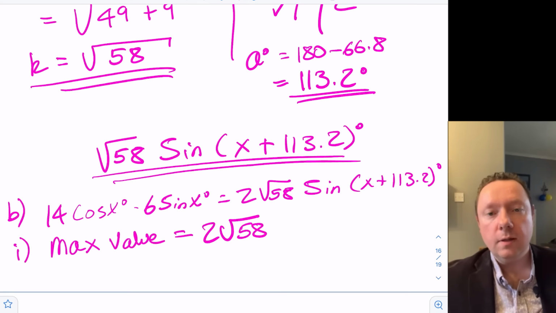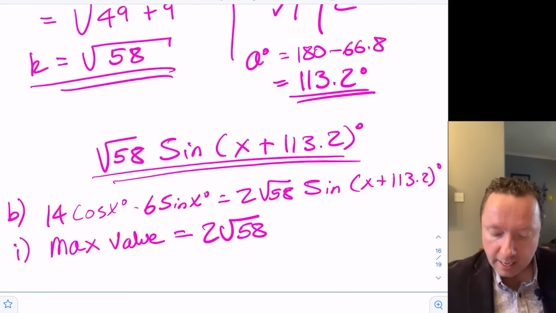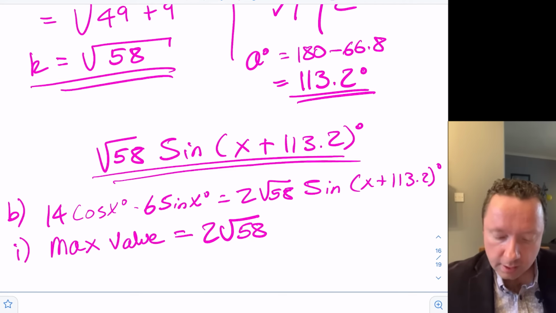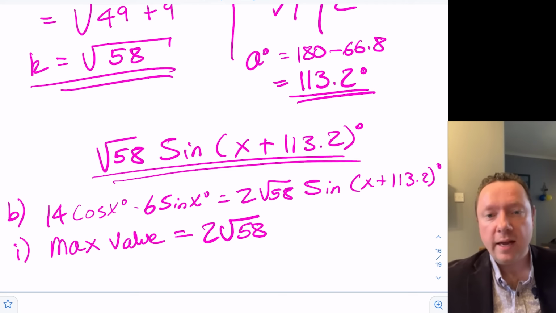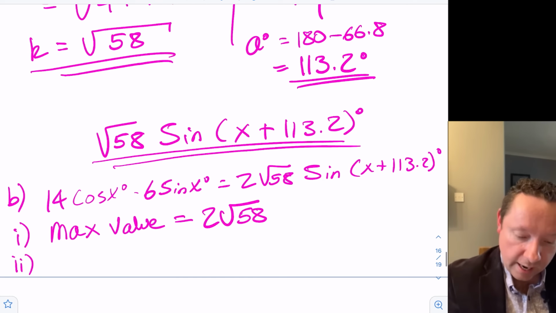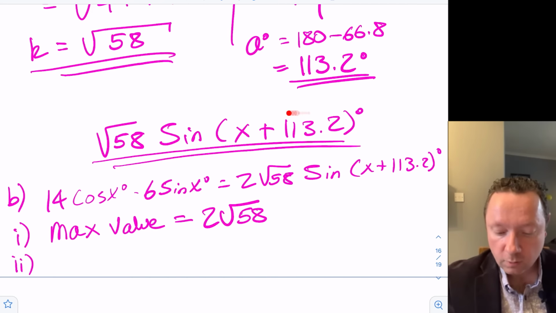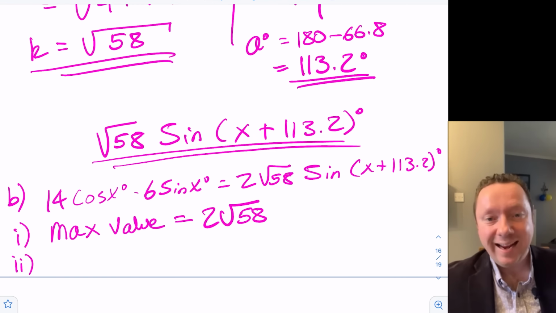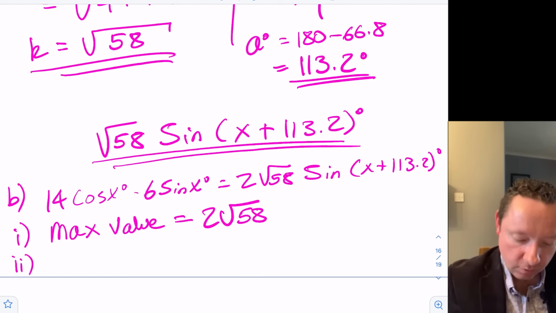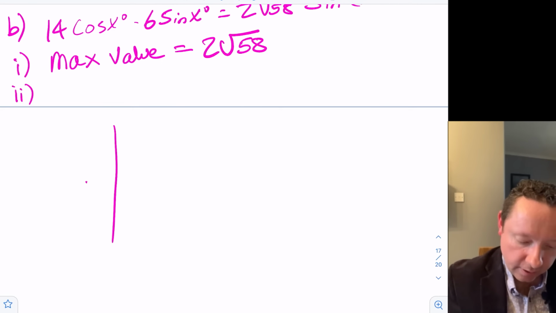Now we could have that as a decimal because you're using a calculator if you want, but 2 root 58 is fine. There's no square numbers that go into 58. Part 2, find the value of x for which it occurs. So this x plus 113.2 is telling you something. The sine x, its max normally appears at 90. If I just draw you a little graph, here's our normal sine graph there.